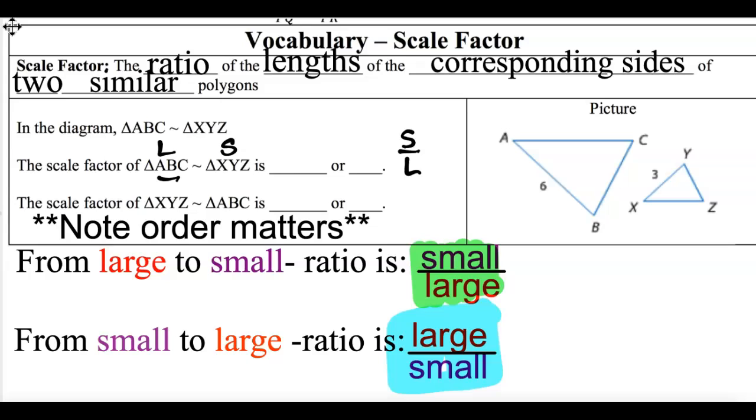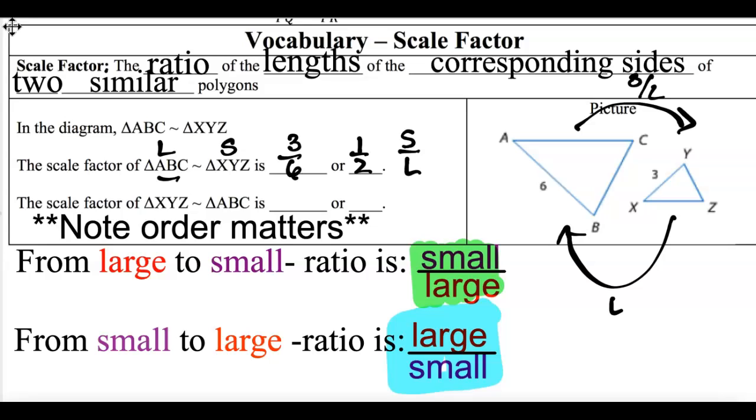So when that's the case, I'm following the first rule, which is a small side over the large side. So in this case, I only know the 3 and the 6, so I would have to take the smaller number 3 and divide it by 6, or I could reduce that to get 1/2. So when I'm going in this direction here, it's small over large. But if I go in this direction, then it is going to be large over small. So if I change that around, I'd get 6 over 3 or 2. So just remember that order will matter.